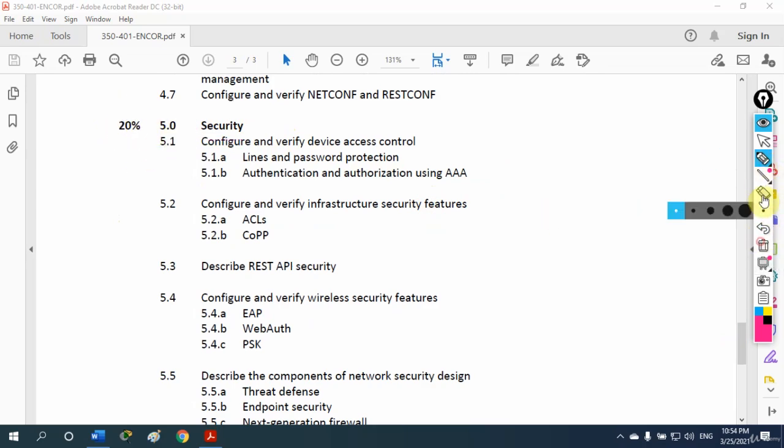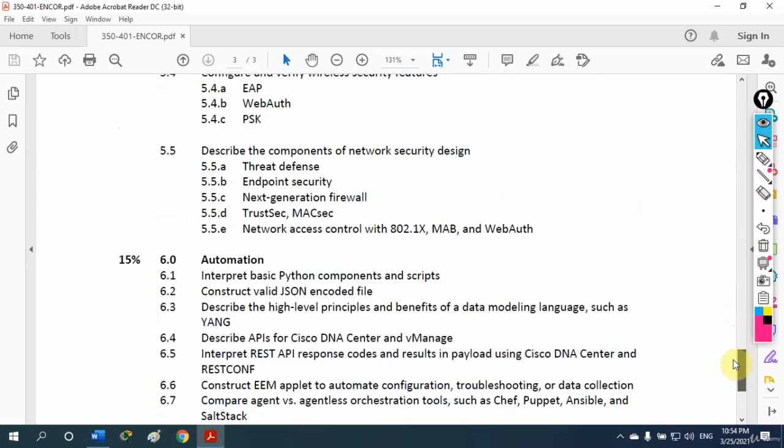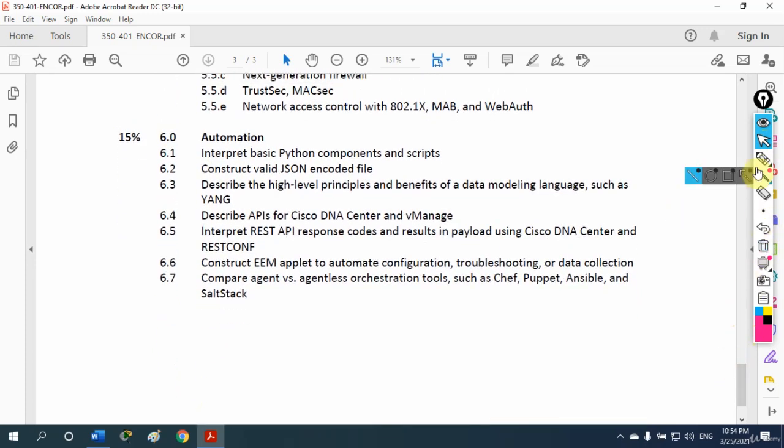After that you have automation. If you remember, in our previous CCNA course we also learned automation. Here we have some more things. In this one we are going to get 15% of the questions from automation. It is all theory, but anyhow we are going to do labs also. We have basic Python concepts and scripts, we have JSON, and we have a high level principle, that is YANG, and we have Cisco DNA, and we have APIs. We are going to cover this in our CCNP course.